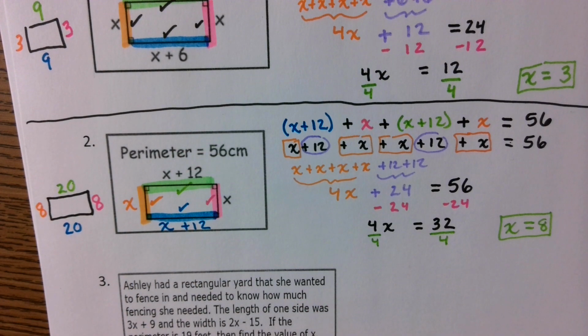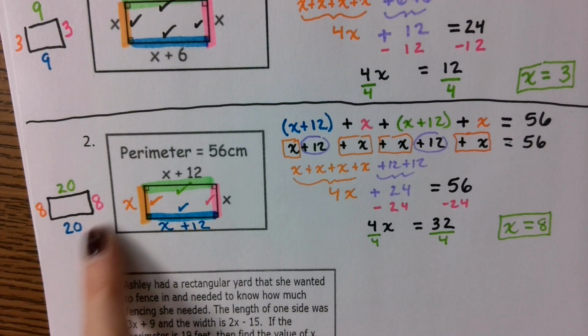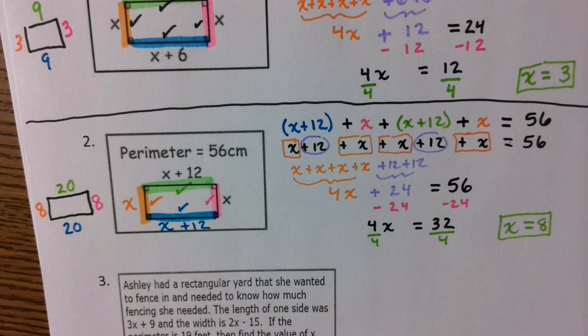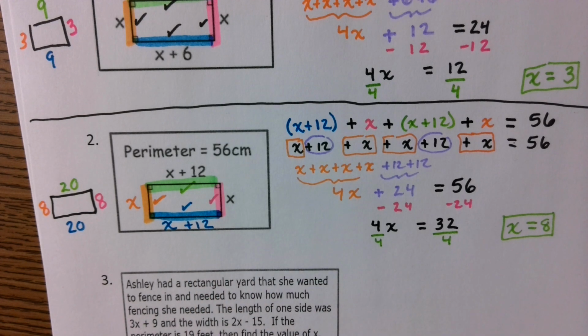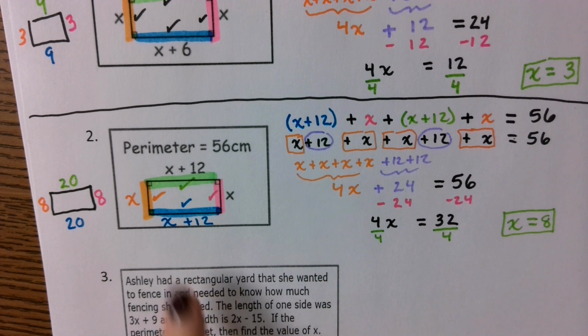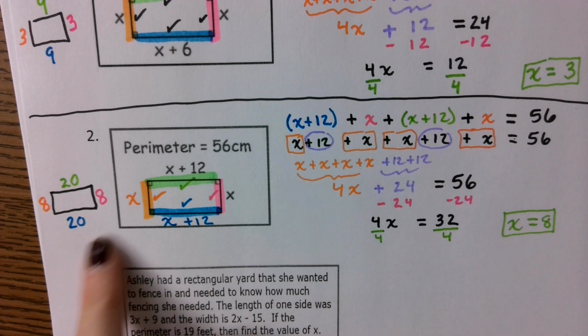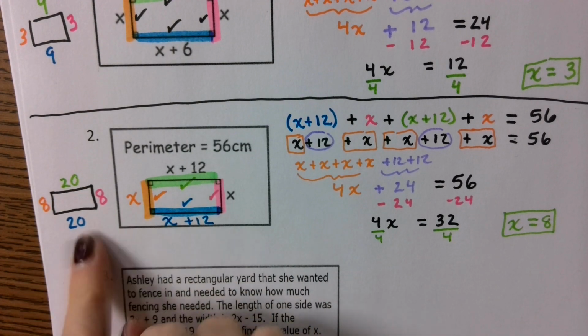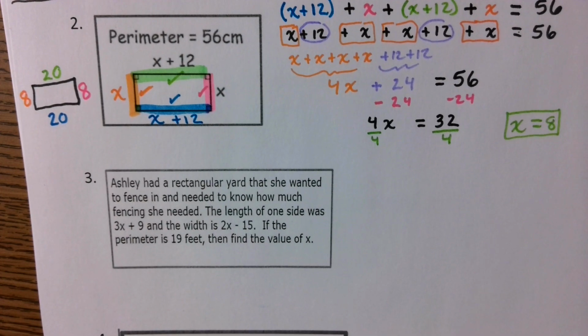Okay, it's important to know that you're not just solving for X, but you also want to know what each of the sides are labeled. Because sometimes the question will just say, hey, what is X? Sometimes the question will say, hey, what was the length? Or what was the width? And so then you would have to come back, plug them in, and tell us what the length or the width was.